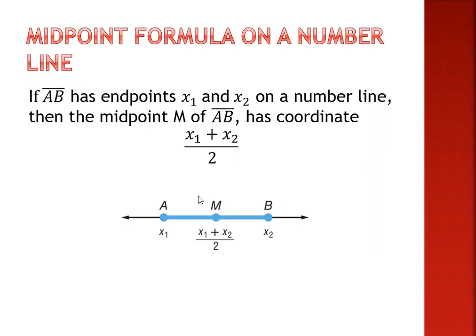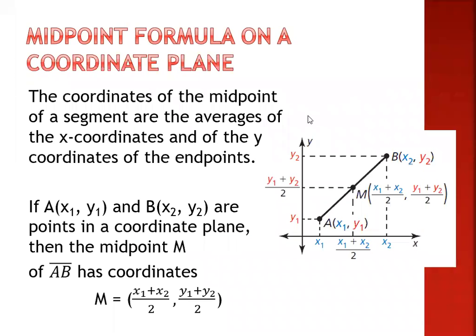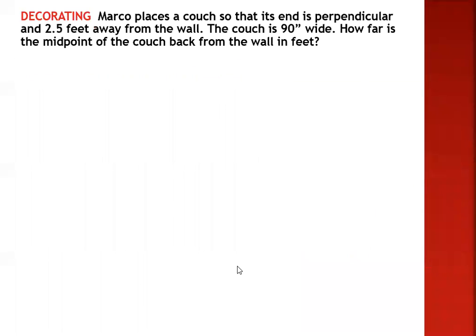Let me also explain this part. If AB has endpoints x1 and x2 on a number line, then the midpoint M will be x1 plus x2 over 2. So if I have point A and point B and I'm looking for the midpoint, you have to add x1 plus x2 over 2. What about if you have a coordinate plane and we have 2 points and we want to find the midpoint?